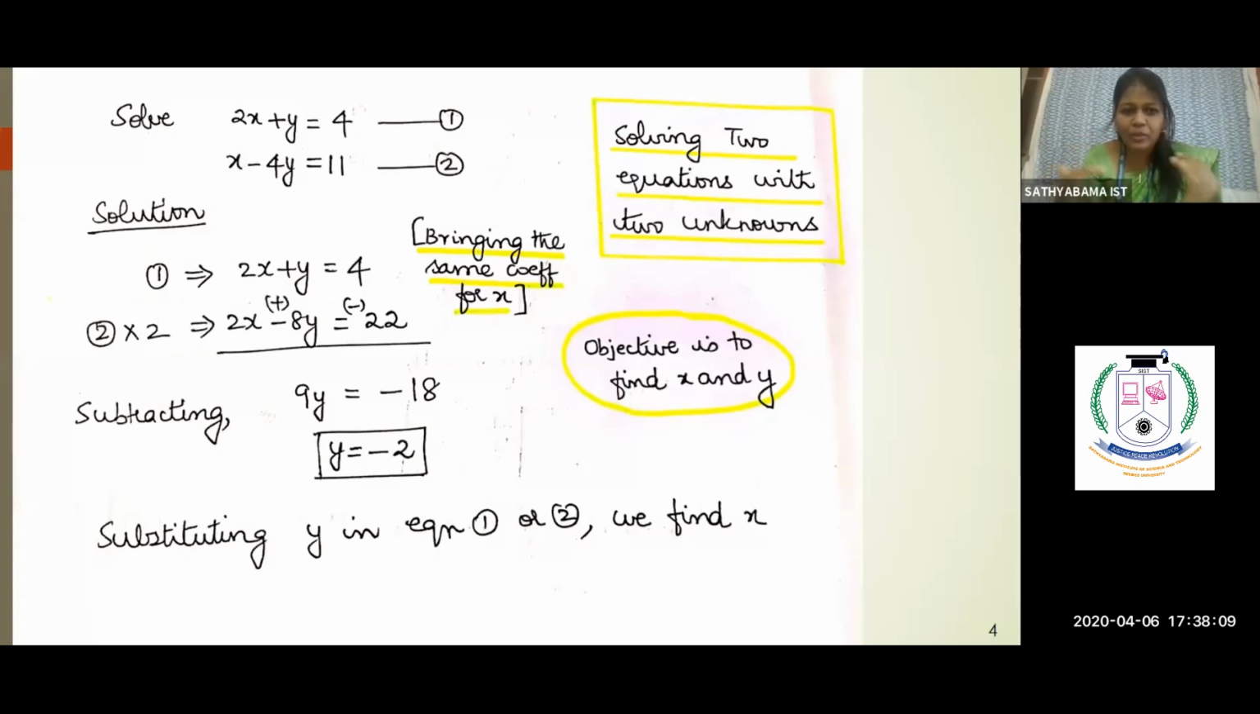I've kept equation 1 as it is. Look at the coefficient of x in equation 1, it is 2. Look at the coefficient of x in equation 2, it is 1, right? So what will I do? I will try to bring the same 2x in equation 2 also. So what should I do for that? I should multiply equation 2 by 2, isn't it? Only then I'll get 2x. So I've written equation 1 as it is and I multiplied equation 2 by 2 throughout. Why? Because I wanted to bring the same coefficients for x. And then I simply subtracted. I found the value of y. Once I found the value of y, what should you do? Substitute y in either equation 1 or 2 to find the value of x.